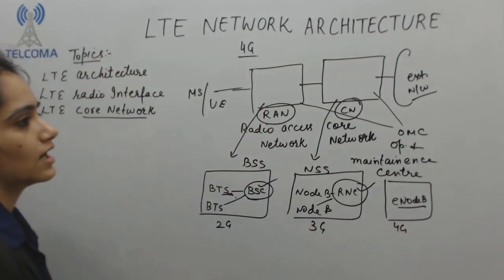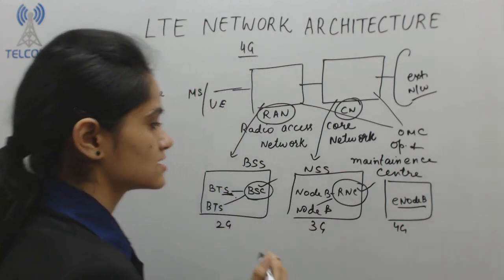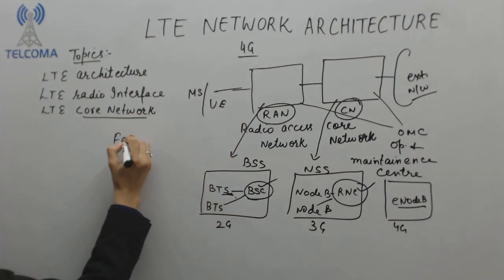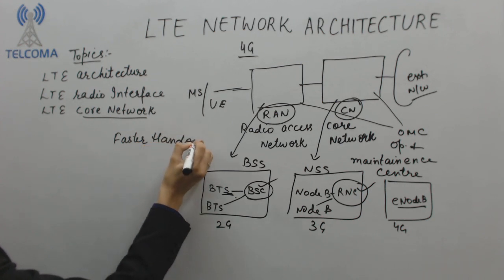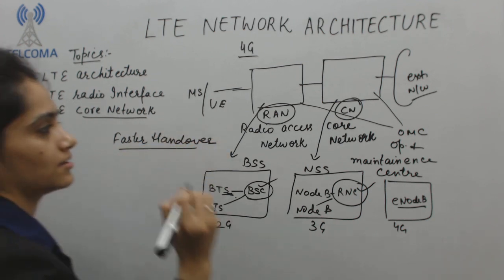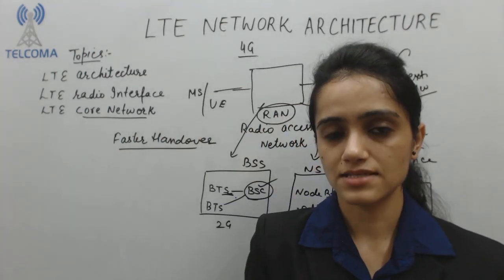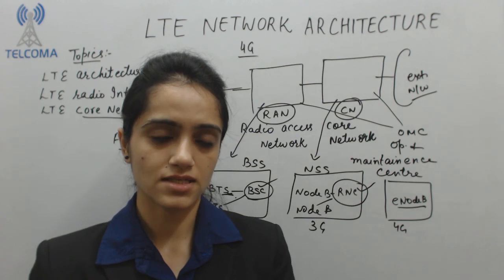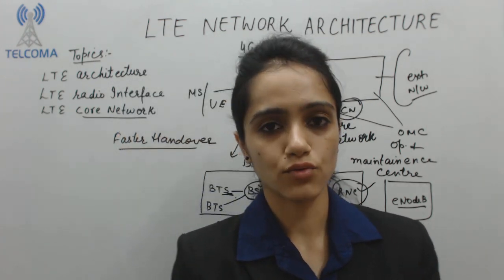Because high mobility again is the main concern. High mobility means there should be faster handovers. If your aim is providing internet connectivity at the fastest mobility, your handover should be faster and faster. That means for high mobility data connectivity, handover should be faster.